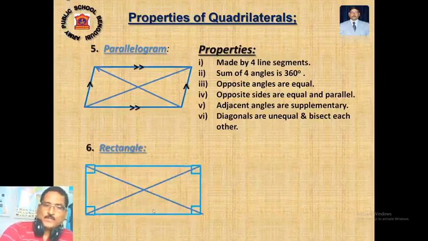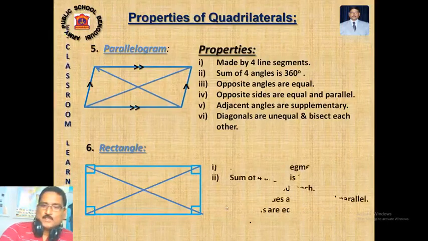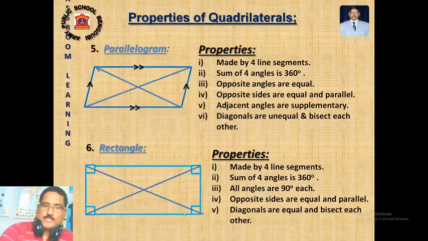All parallelogram properties will be there, and an additional property is that one angle is 90 degrees. Here the diagonals will be equal and bisected equally. So diagonals equal, bisected equally, opposite sides parallel and equal, angles are 90 degrees. These are the features of a rectangle.